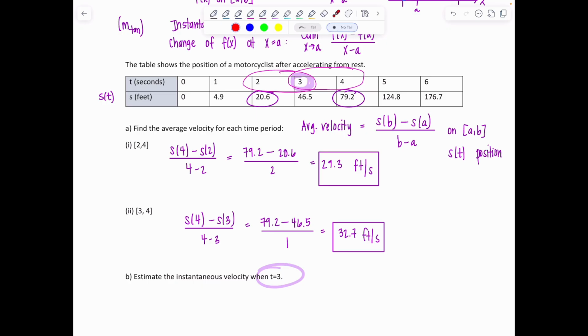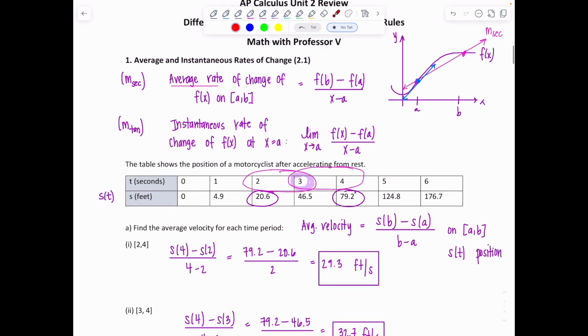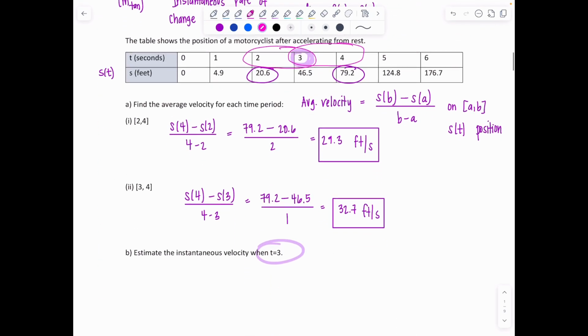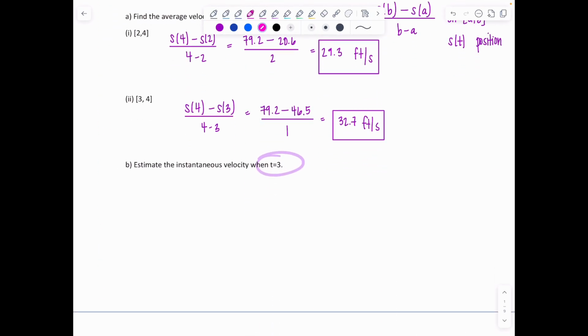And you want to pick the tightest interval possible. So had they given me 2.5 and 3.5, I would be using those values instead. You don't want to say, let's check from 0 to 3 and from 3 to 6, because it allows for too much variability. If you're going to use the secant line slope to estimate the tangent line slope, you want to get as close as possible. You want a tighter interval, because that's when the slope of the secant line starts approaching the slope of the tangent line more closely. Okay, that's a whole other discussion. But anyways, let's just jump right into it.